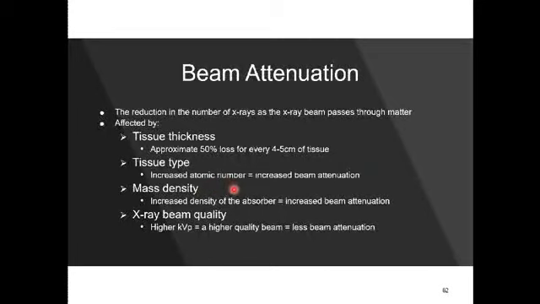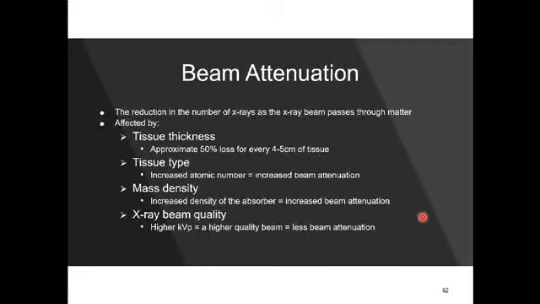The tissue type. So as the atomic number is increased, your beam attenuation is increasing. Again, that deals with the atomic number of bone versus the atomic number of fat. Bone absorbs more than fat, so therefore your beam is going to be weakened more going through bone than it would be through fat.